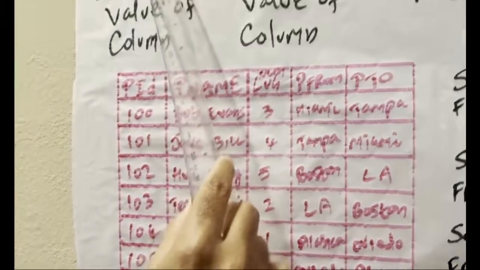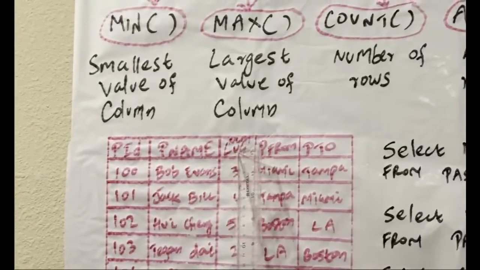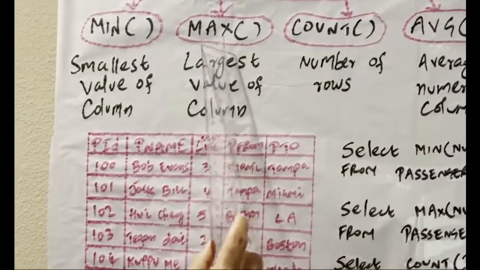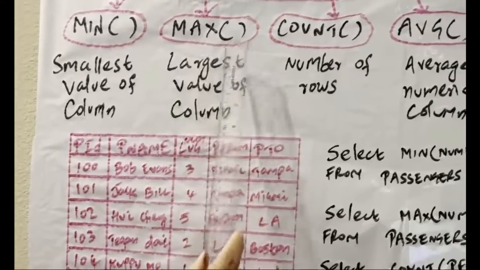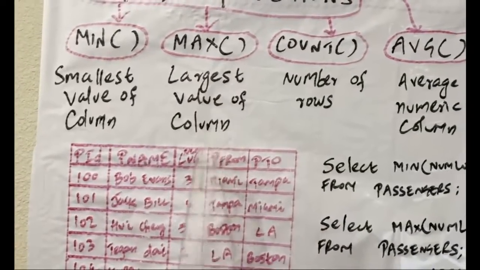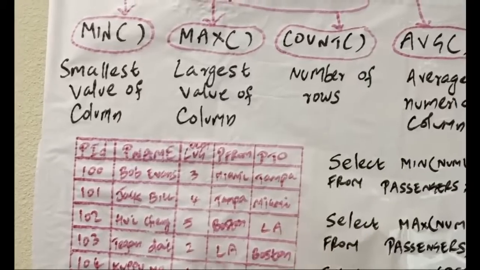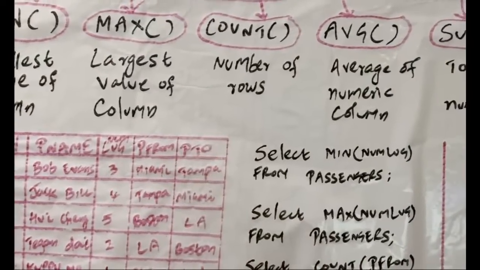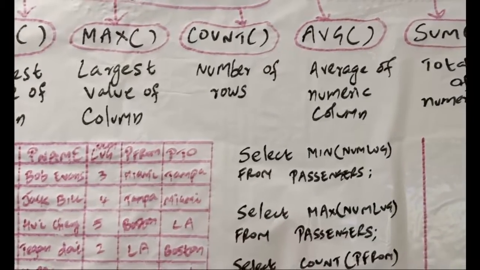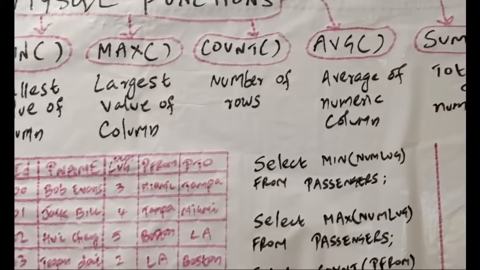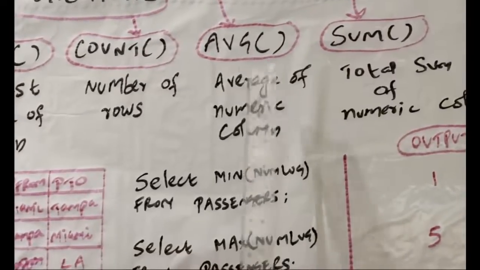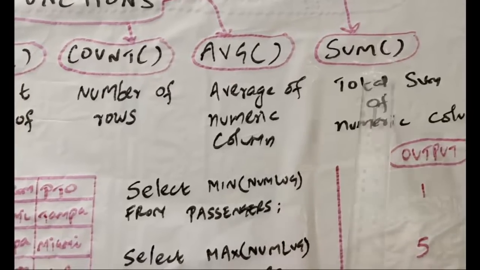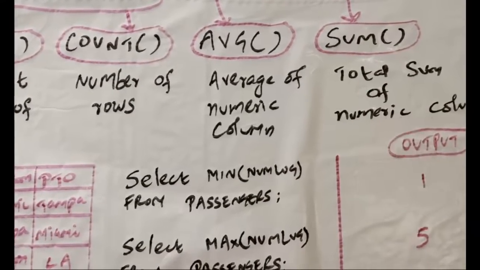So when we use the MIN function on a column, it gives the minimum value of the numeric column. Similarly, the opposite is MAX, the largest value of the column. COUNT gives the number of records, but you can put the column name here to get the number of rows. Using a WHERE clause or HAVING, those are conditions to fetch data from the table to display. AVG gives the average of the numeric column values.